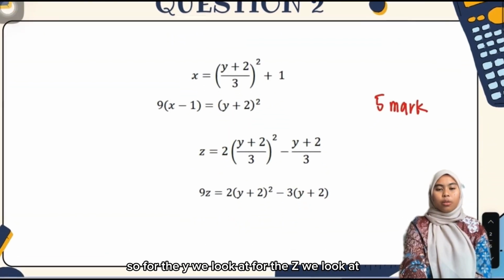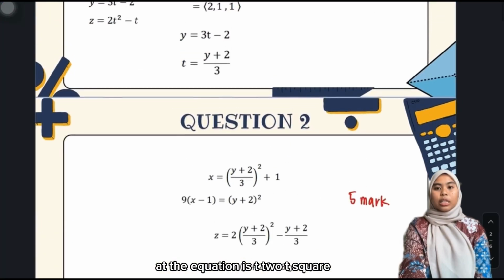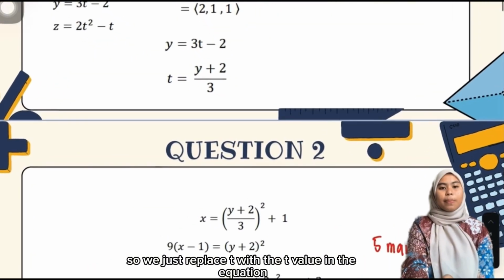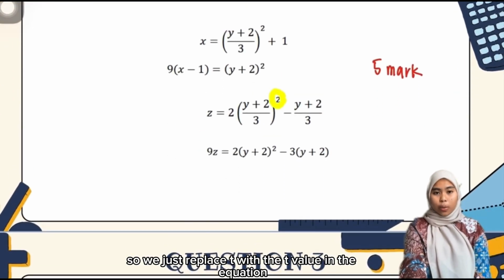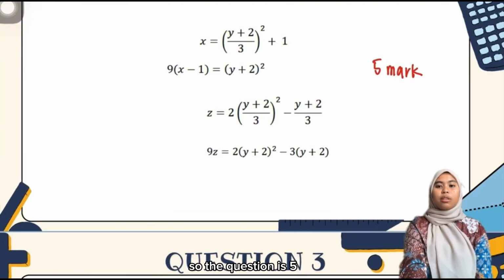For the z, we look at the equation is 2t squared. So we just replace t with the t value in the equation. So z = 2((y + 2)/3)² − (y + 2)/3. So the question is 5 marks.